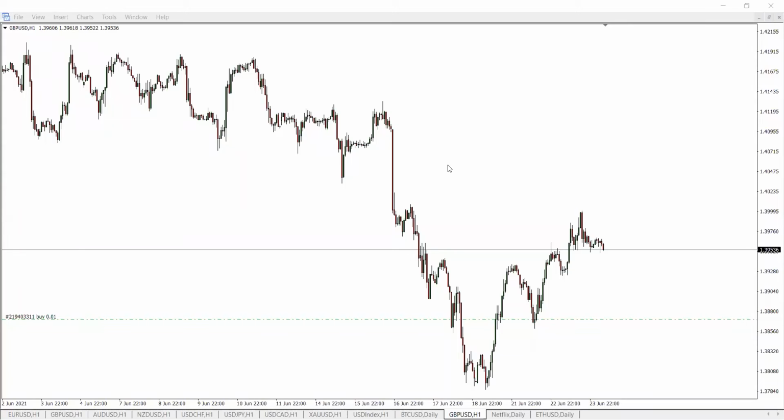A risk-free trade. What do you understand by a risk-free trade? A risk-free trade means that no losses whatsoever can happen after you have entered that trade. I repeat, no losses can happen after you have entered that trade.